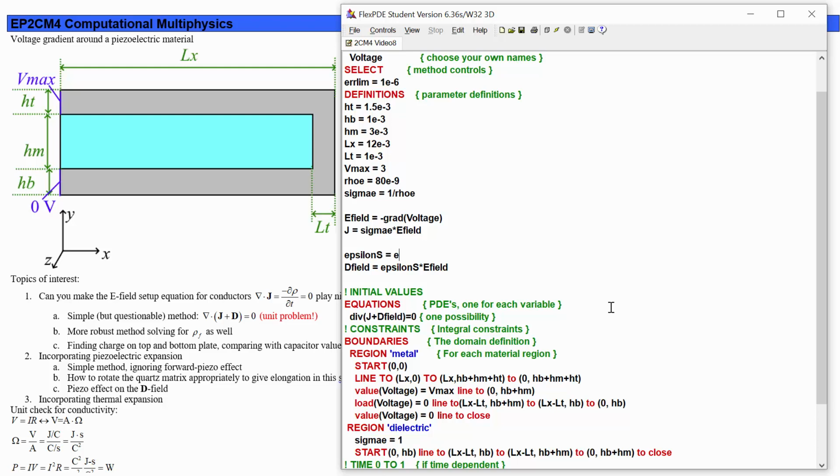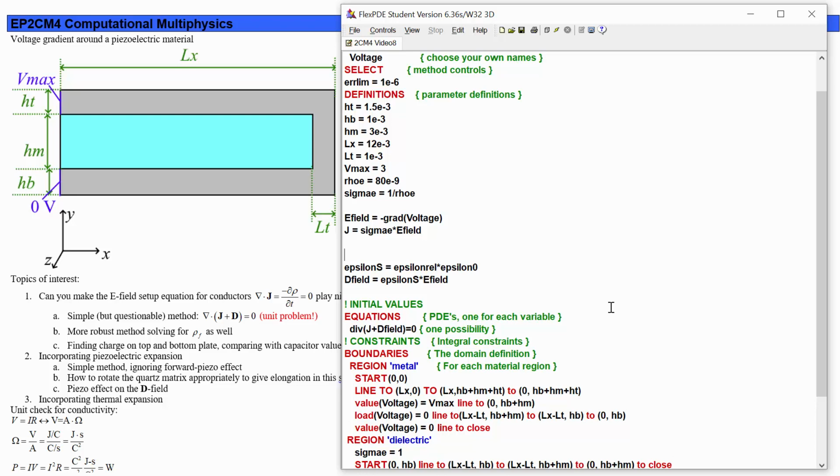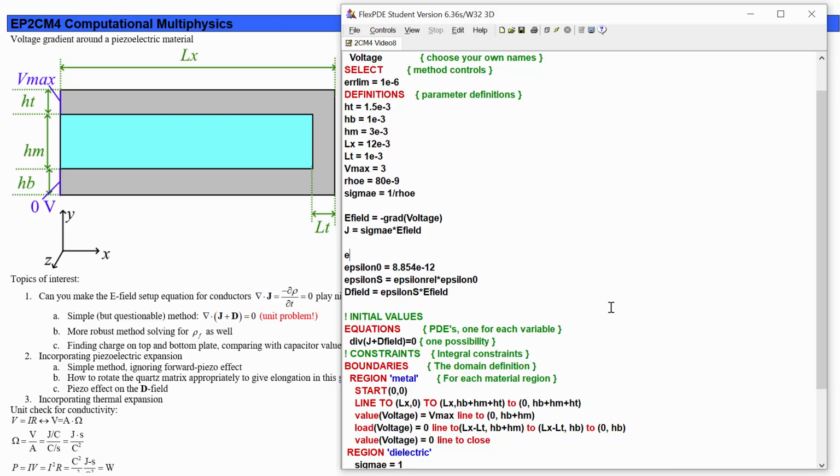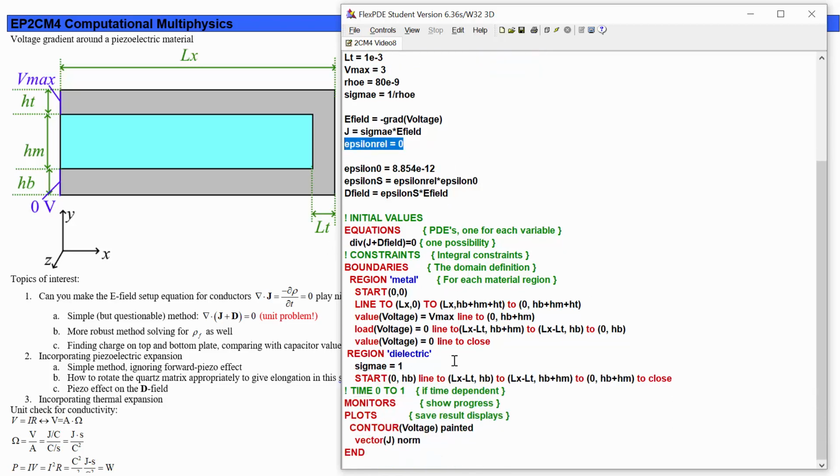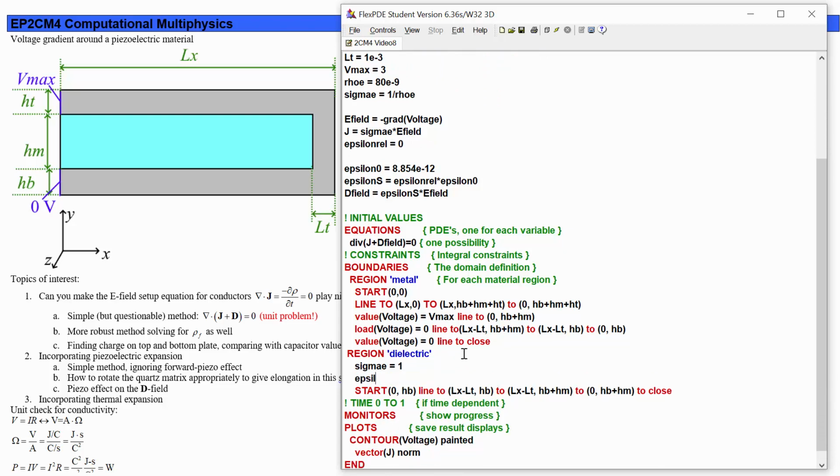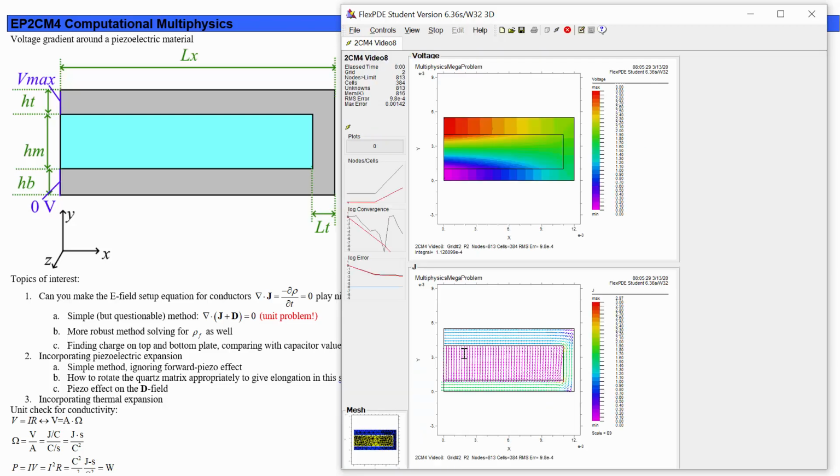and epsilon S we'll say is epsilon rel times epsilon 0, where epsilon 0 is equal to 8.854 E minus 12, and epsilon rel is equal to 0 in the metal, but is not 0 in the dielectric. It could be quite high in the dielectric. So yeah, this lets us solve things just as well. It doesn't look any different from a current density perspective or even from a voltage gradient perspective.